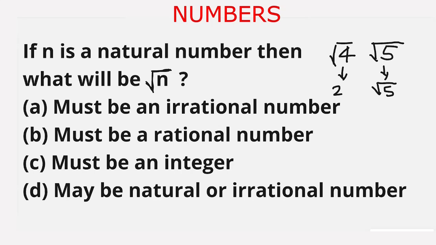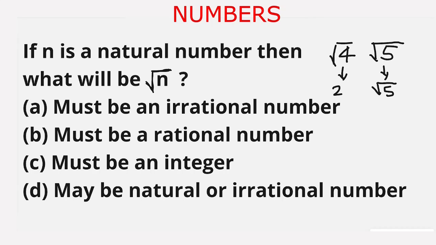Now, from this example, we verify all the statements. Must be irrational number. So, 2 is rational. It means that A is not correct. Statement B, must be rational number. Then root 5 is also there. So, we cannot say that B is correct. Thus, B is incorrect. Must be an integer. Again, 2 is an integer, but root 5 is not an integer. So, C is also not correct.